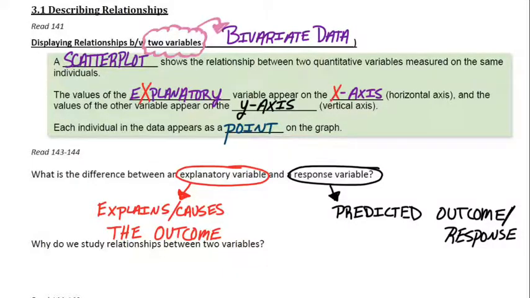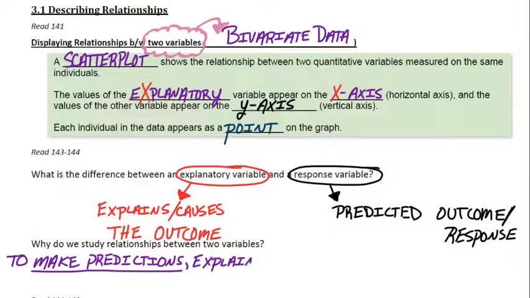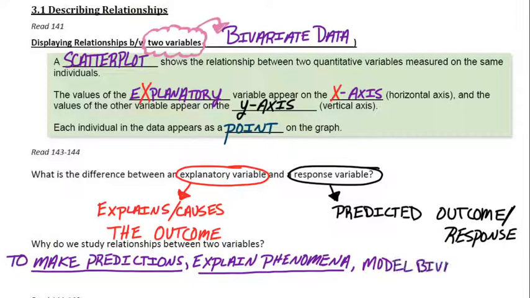And why do we even care? Why do we study relationships between two variables? We've already made dot plots for one variable. Now we're going to make scatter plots for two variables. Well, the whole point is we can make predictions, we can explain phenomena, and then we just use it as a mathematical model to model situations.